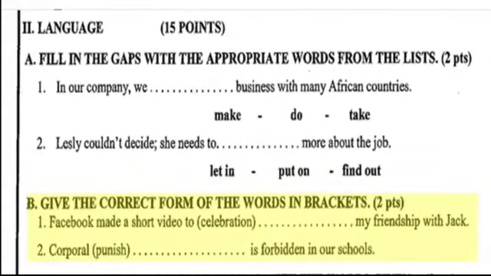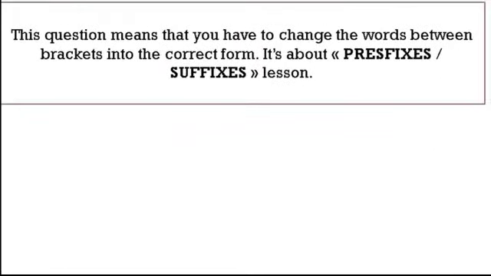In this question, again, we have: give the correct form of the words in brackets. We have words here, which means we have nouns. This question means that you have to change the words between brackets into the correct form, which means it's about prefixes and suffixes. As you can see, we have celebration between brackets, which is a noun. You are required to change it either to a verb, or to an ing form or whatever. So it depends on your understanding of this question.